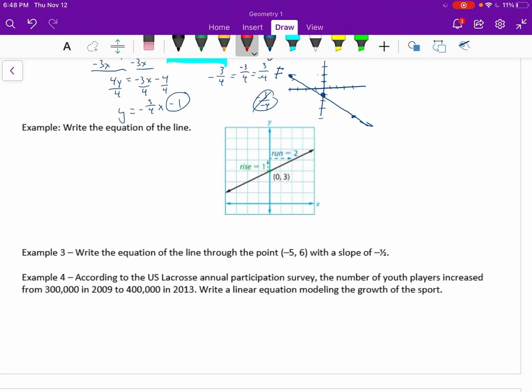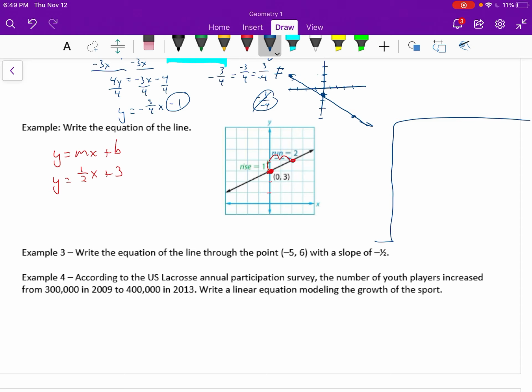So write the equation of the line. Well, we know y equals mx plus b is the equation of a line. If we can plug in the slope and the y-intercept, we're all set. Well, for the slope, we pick 2 convenient points, and a couple are picked for us already. So we can go rise 1 and run 2. So rise over run times x plus the y-intercept. Well, it crosses the y-axis at 3, so plus 3. That's the equation of our line.